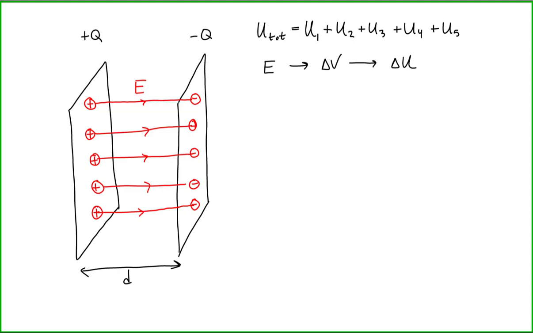Putting all of this together allows us to say that a capacitor is used to store potential energy by the accumulation of charge between two conducting plates.